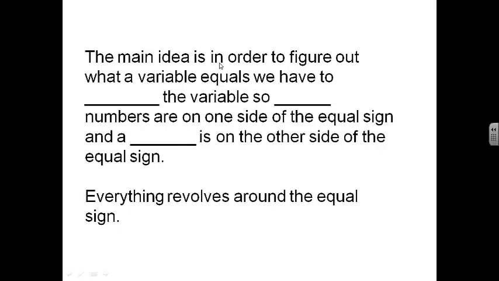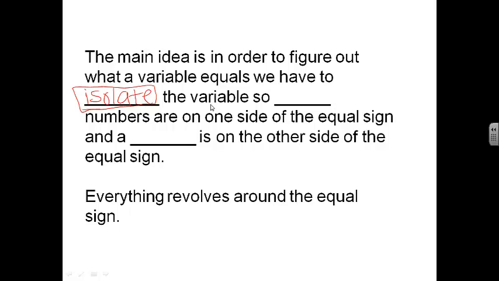The main idea is, in order to figure out what a variable equals, we have to isolate the variable. What does isolate mean? Put alone, make sure it's the only thing you see. If I isolate you in class, that means you're in trouble. I put you by yourself. So isolate means you look for the variable you're looking for, like y, x, or a. Just like we isolated a squared, when a squared equals 25. So you've already kind of done this in a way.